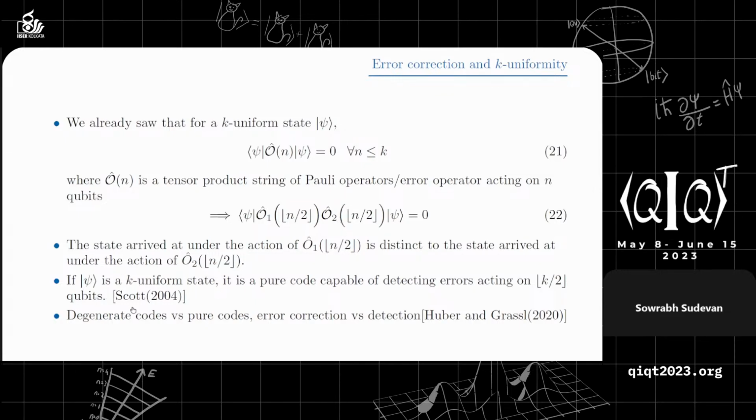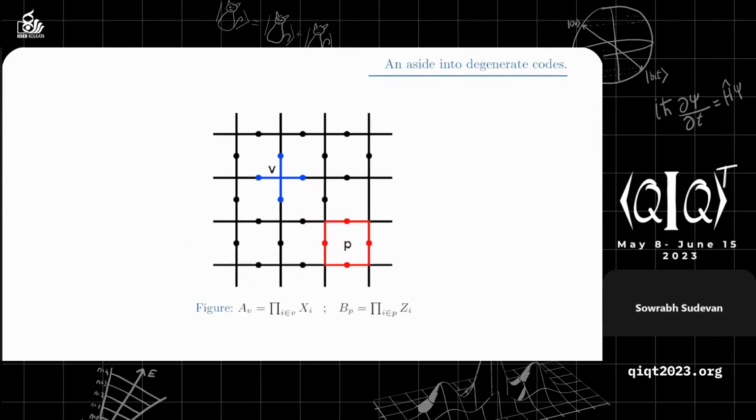Now, if psi is a k-uniform state, it is a pure code capable of detecting errors acting on up to k by 2 qubits. Now the pure code part, I'll explain that a bit later. We'll get to what it means, why this is a pure code, and what are degenerate codes.